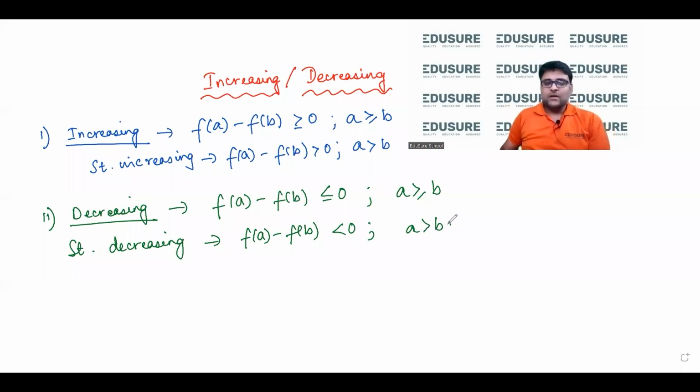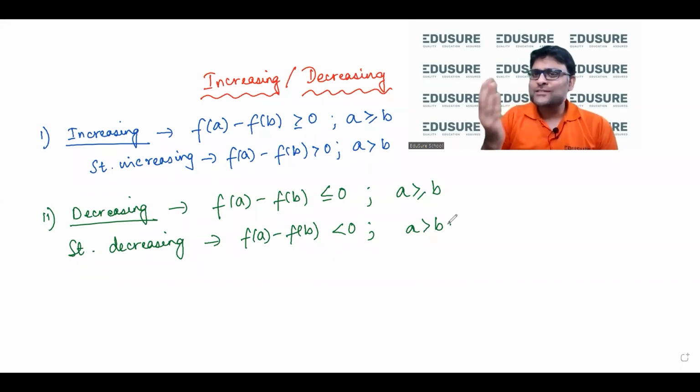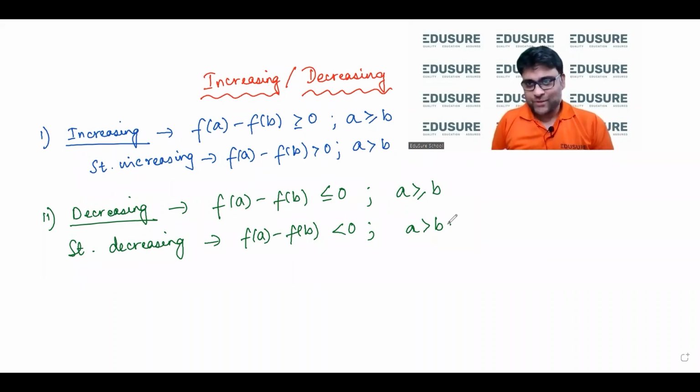ठीक है? पहला वाला क्या बोल रहा है that when a is greater than b, then f(a) minus f(b) is positive. Okay, strictly increasing के लिए. Increasing के लिए f(a) minus f(b) greater than or equal to 0 when a is greater than or equal to b. ठीक है? That is the function is increasing, right? Decreasing: f(a) minus f(b) less than or equal to 0 when a is greater than or equal to b. Strictly decreasing: f(a) minus f(b) less than 0 when a is greater than b. Okay, now this is the crux of increasing and decreasing, right?